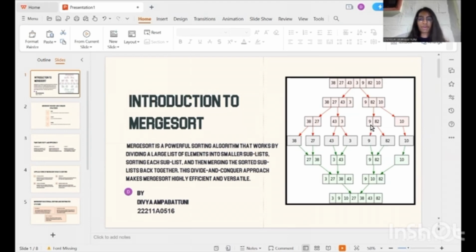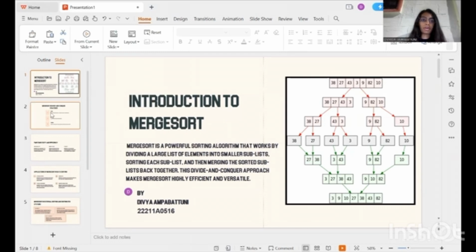Today, I'm here to explain your topic of applications of merge sort. But before going into merge sort, let me explain what a merge sort actually is. A merge sort is a sorting algorithm used in data structures and algorithms. It is one of the efficient and versatile sorting algorithms that can be performed on various large data sets. Here is the picture where you can see how merge sort is performed.